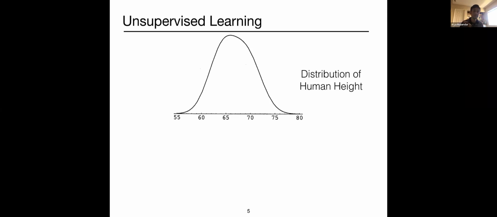Right. So in unsupervised learning, there is a canonical way to handle data heterogeneity. So suppose you have the distribution of human height, which looks something like this. I just picked it up.